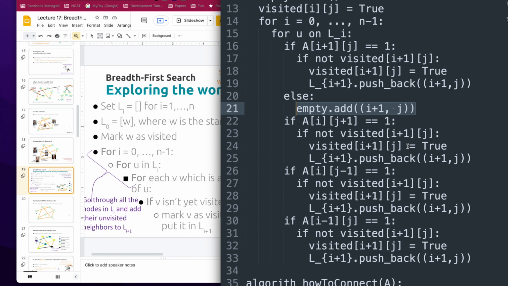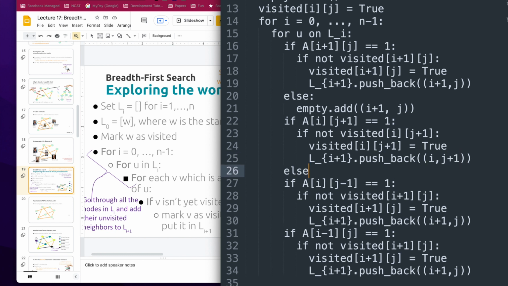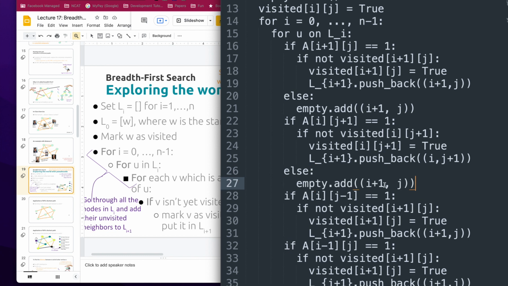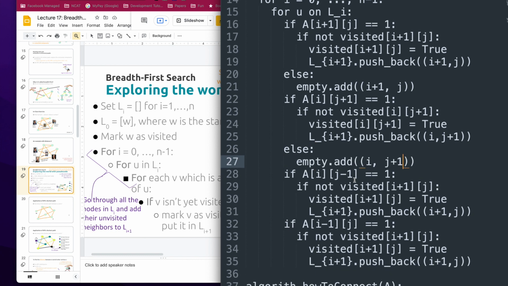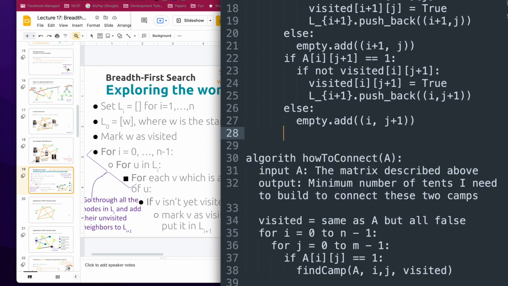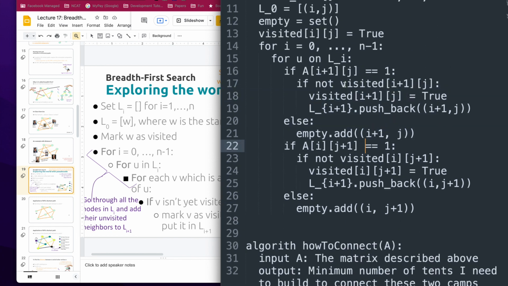So I'm going to add you. And all of these, you can imagine, this is i, this is j plus 1. So you have to change all these values to match the if statement. And then you do have this else. You're going to add, instead of i, you add j plus 1. And you do the same thing for the rest of these. I'm not going to repeat it, but essentially this is the idea.